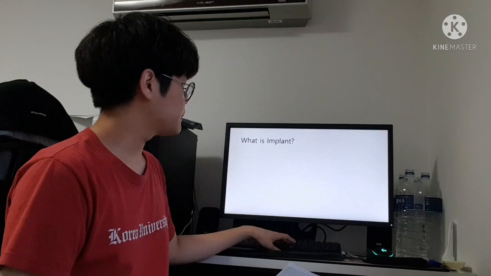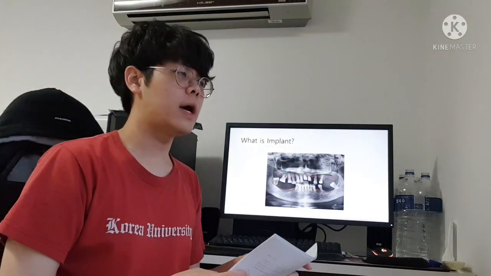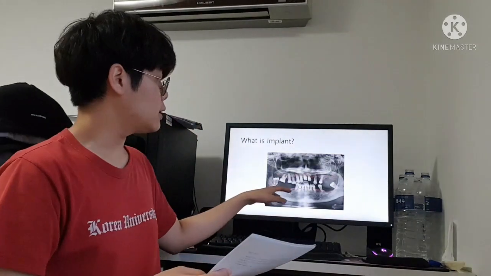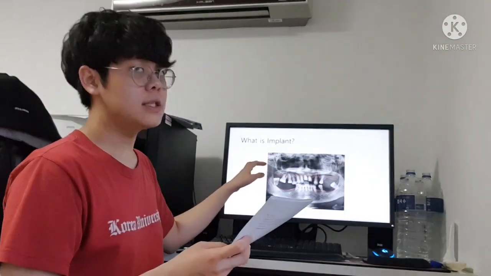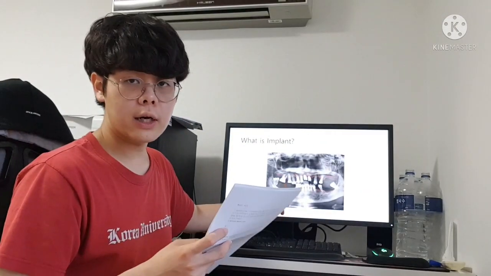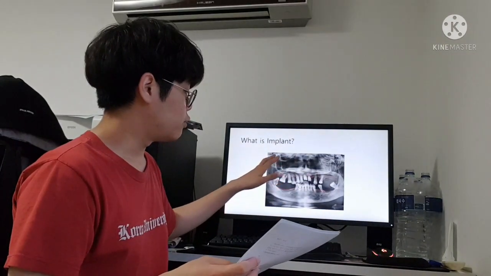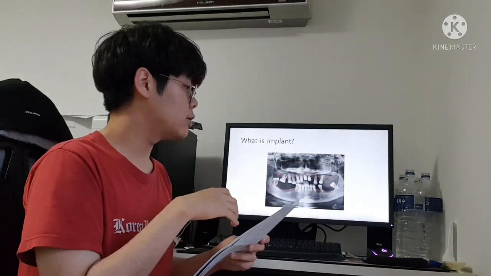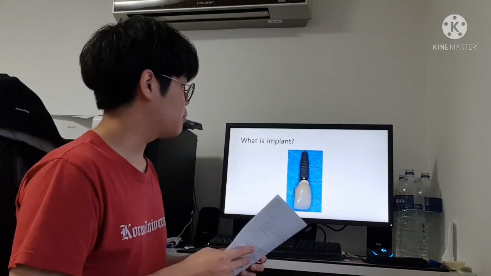Implant is a surgical way to treat tooth loss. For example, as you can see, this patient has a serious periodontal disease, so his gums were gone, and he also lost some alveolar bone too. So these patients need to rebuild their tissues, and they have to get new, artificial teeth. And at this time, we can use the implant.